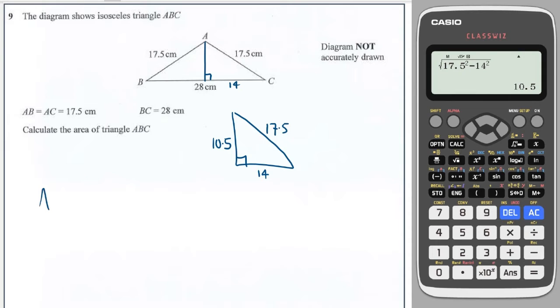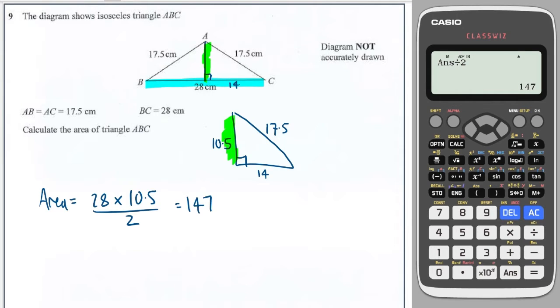So the area of the triangle is base, which is 28, times by height, which is 10.5, and then divided by 2 because it's a triangle. So 28 times 10.5 equals, divided by 2, 147.